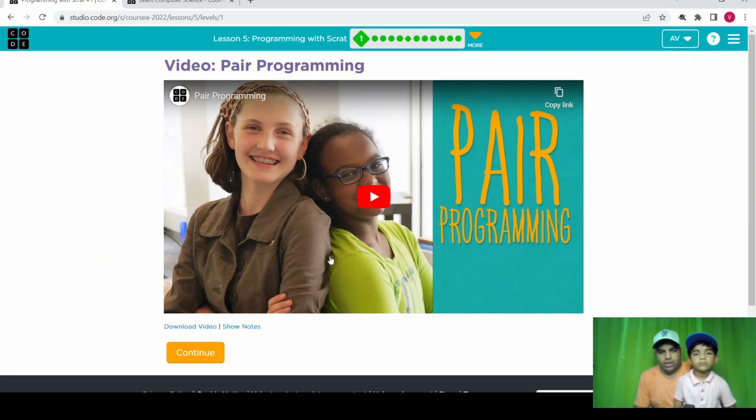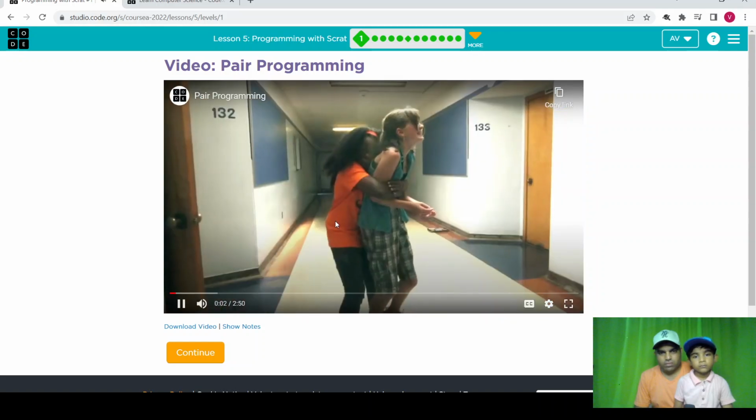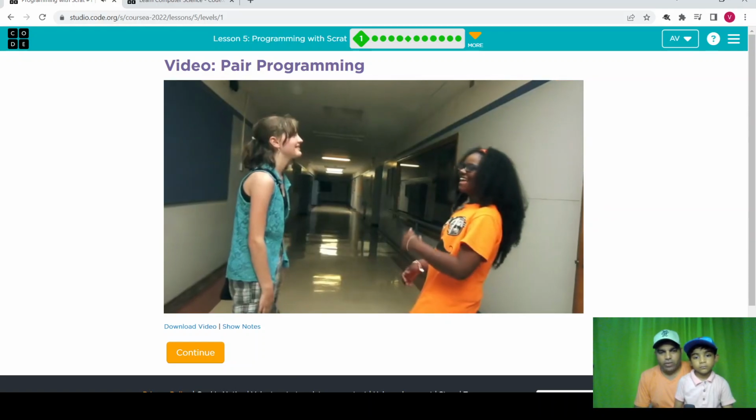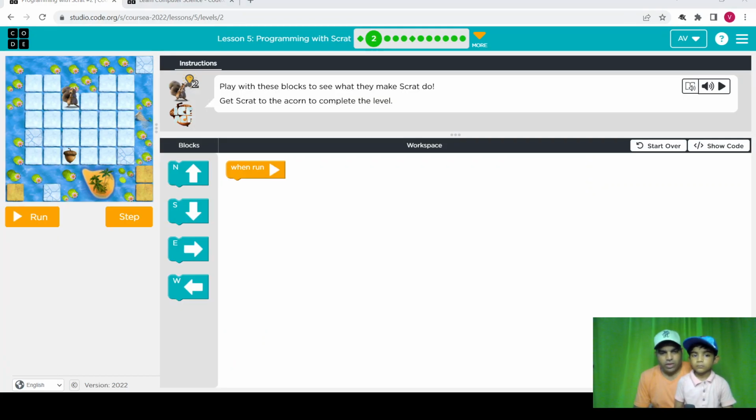So here is the intro video. Let's skip and continue. Today we're going to learn about pair programming. So here is the second level for programming with Scrat. We need to help Scrat again reach the acorn by using the blocks.